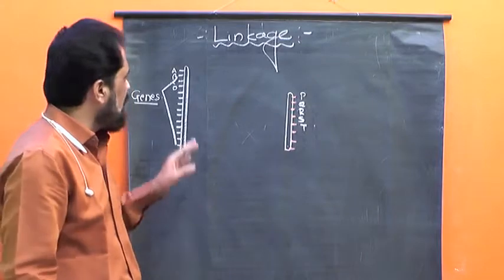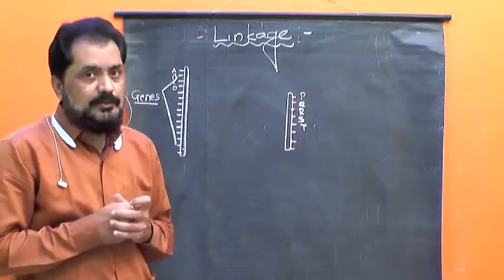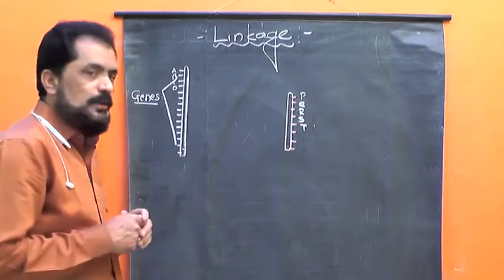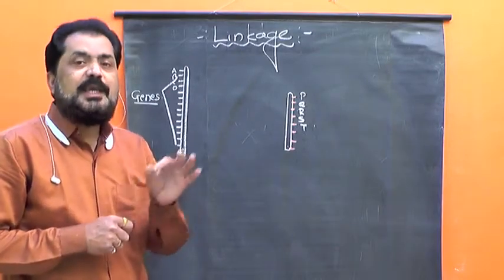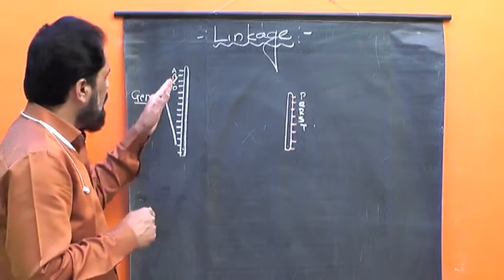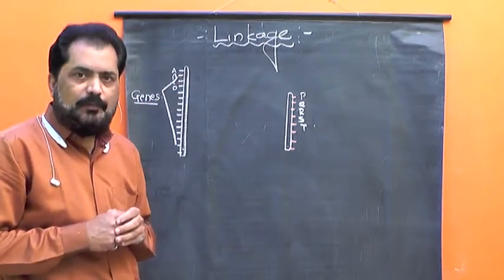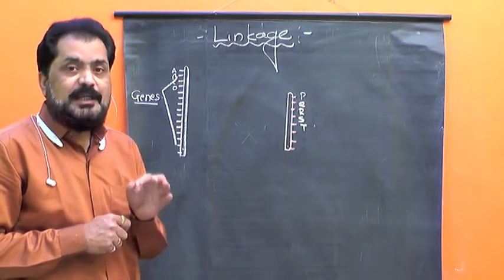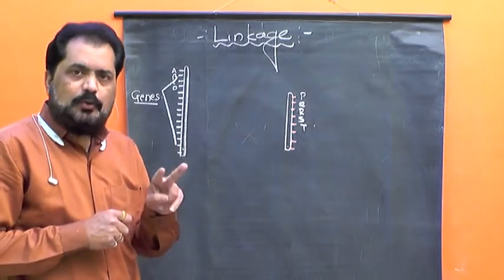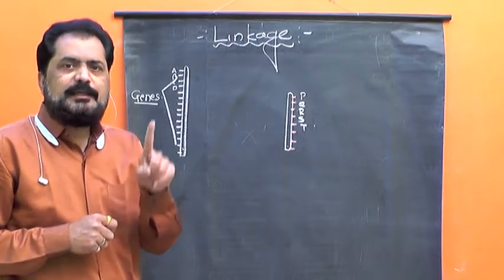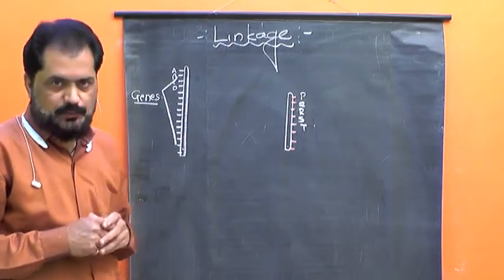This tendency is called linkage. And those genes present on the same chromosome together form a linkage group. The genes present on one chromosome together represent a linkage group. एका क्रोमोझोमवर जेवढे जीन्स आहेत त्या जीन्स मिळून एक लिंकेज ग्रुप मानला जातो.